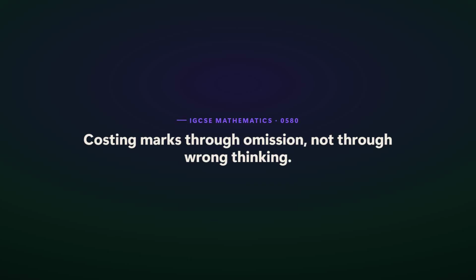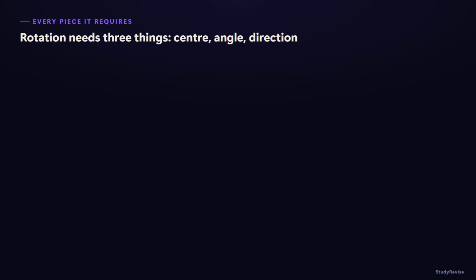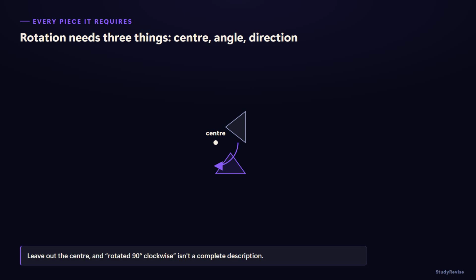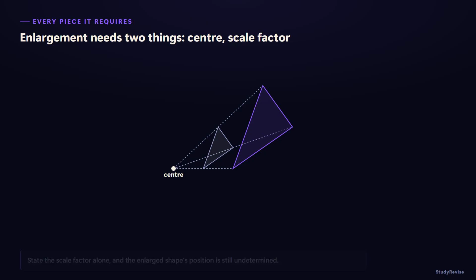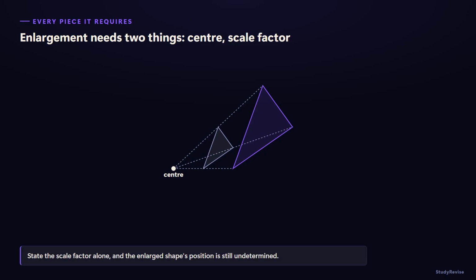Let's start with the 4 transformations and the one habit that connects all of them: never describing a transformation halfway. A rotation needs 3 separate pieces of information every time: the center of rotation, the angle, and the direction, clockwise or anti-clockwise. Leave out the center and "rotate it 90 degrees clockwise" isn't a complete description, no matter how correct those 2 words are. An enlargement needs 2 pieces: the center of enlargement and the scale factor. State the scale factor alone, and the position of the enlarged shape is still entirely undetermined.